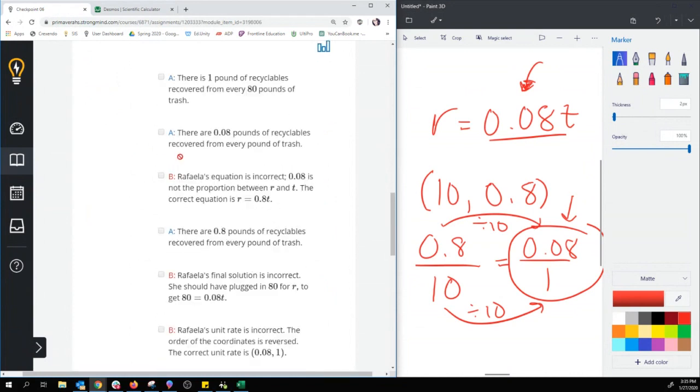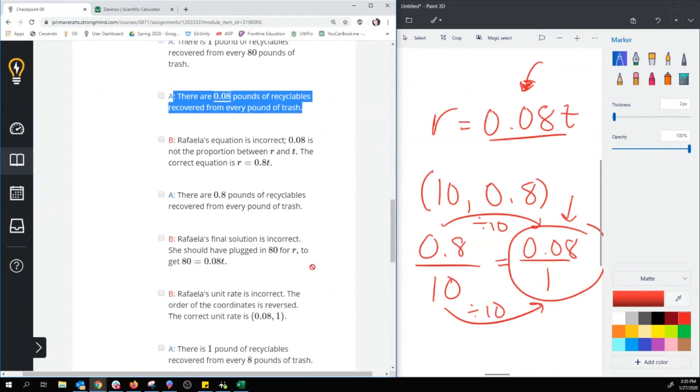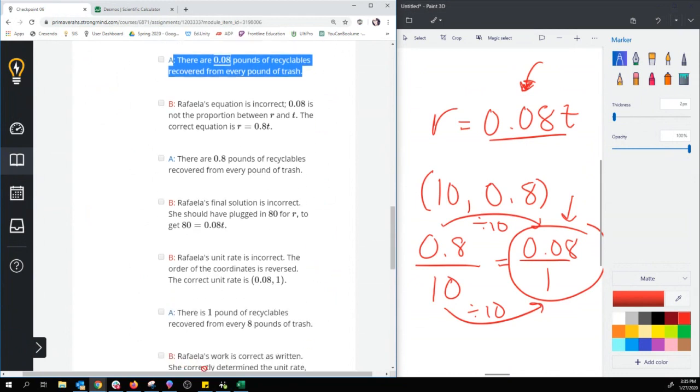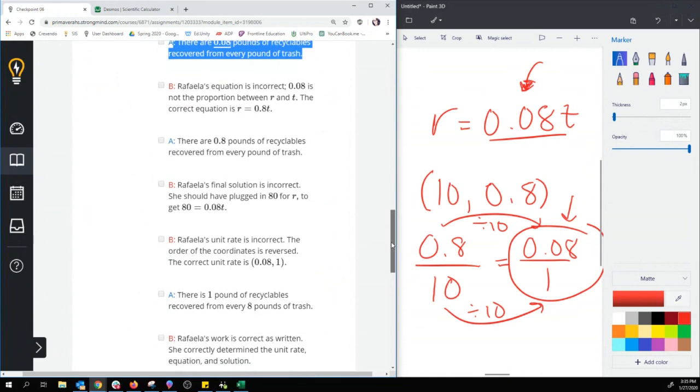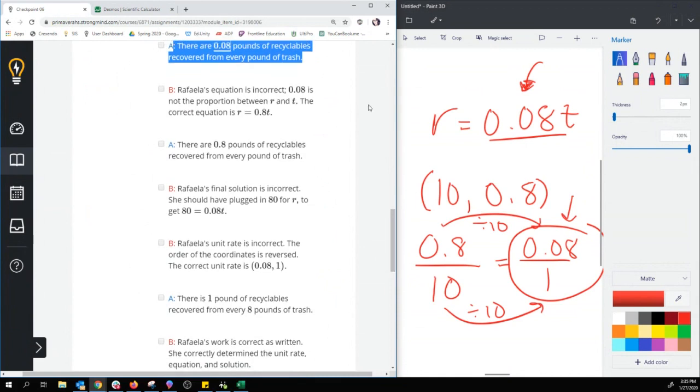So let's see. For A, there is 0.08 pounds of recyclables recovered from every 1 pound of trash. That's our unit rate. And then for B, we want to choose the one that says Rafaela's work is correct. She correctly determined the unit rate, equation, and solution. So these two answers are kind of far apart. There are 0.08 pounds of recyclables. And then she is correct.